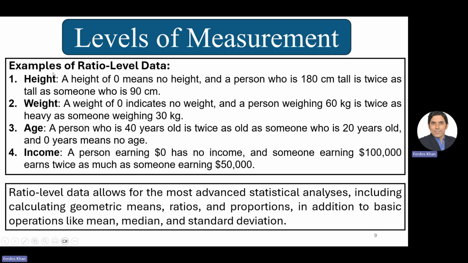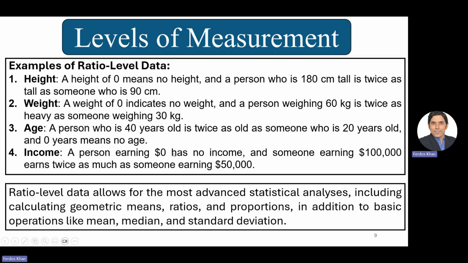Example of ratio level data. Height: a height of 0 means no height, and a person who is 180 centimeters tall is twice as tall as someone who is 90 centimeters. Weight: a weight of 0 indicates no weight, and a person weighing 60 kg is twice as heavy as someone weighing 30 kg. A person who is 40 years old is twice as old as someone who is 20 years old, and 0 years means no age.